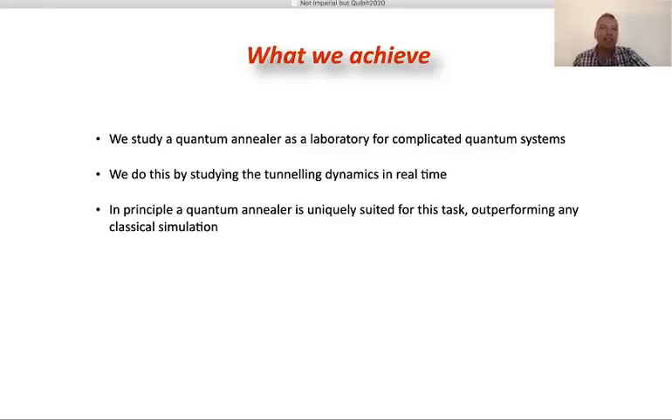We set up and study a quantum annealer as a laboratory for complicated quantum systems. The particular things we're interested in are things that involve tunneling dynamics. So these are systems where it will get stuck for a long time and then tunnel into a different state. And so that sort of dynamics is what we're interested in observing. And a quantum annealer is uniquely suited for this task, I will argue. It outperforms any classical simulation, but also it's much better suited than say a quantum gate computer. It's almost ideal for this sort of task.